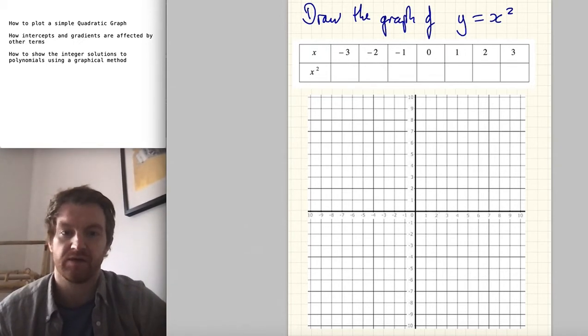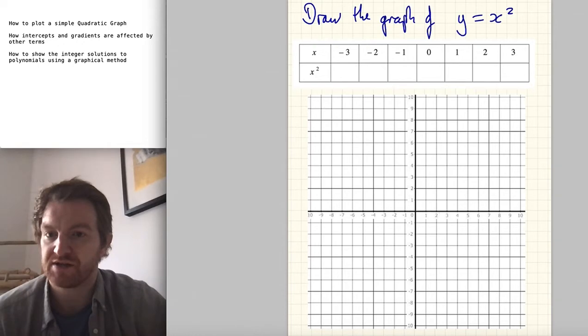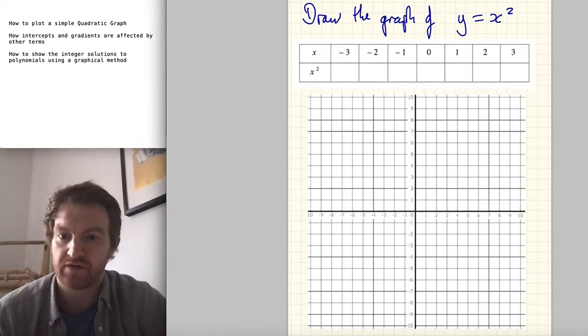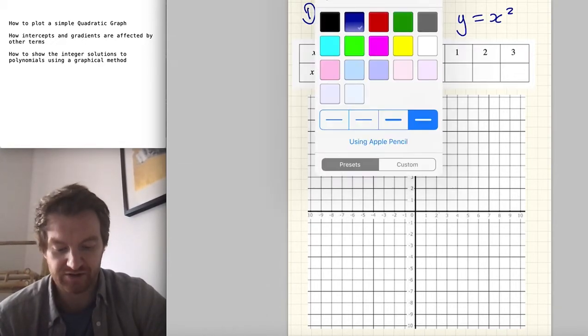So we're going to start off with an x squared graph, then we're going to look at how we can change the intercepts, how we can move those graphs around a little bit, and then we're going to show finally at the end how to do a simple polynomial using a graph and showing integer solutions for that. So use a little thinner pen.